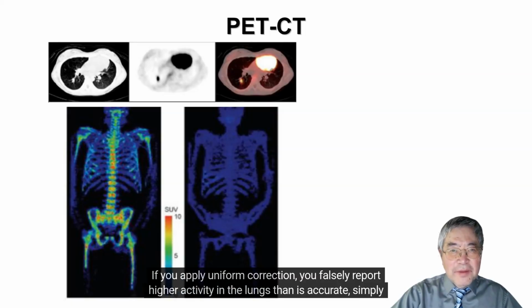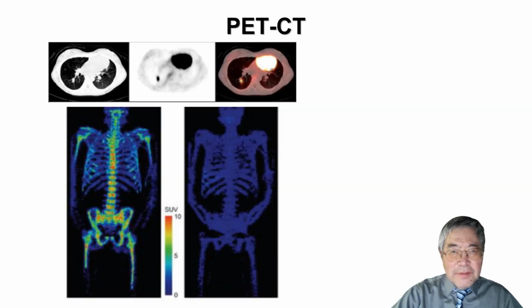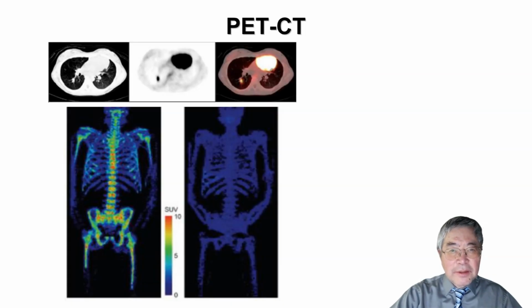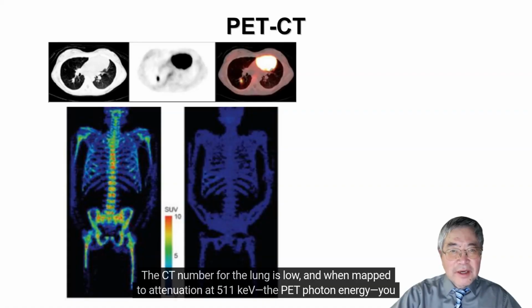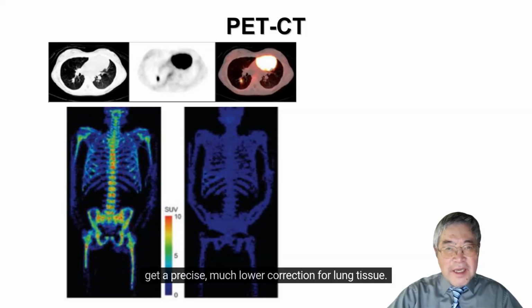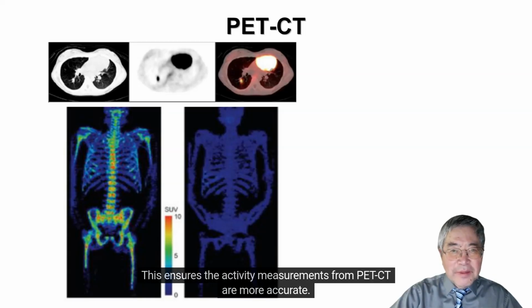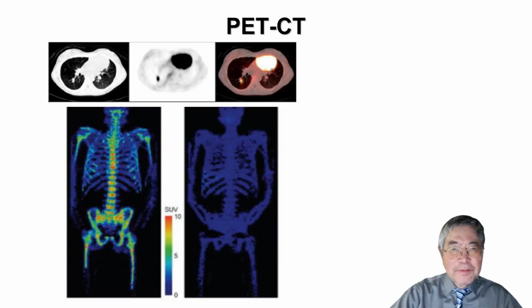If you apply uniform correction, you falsely report higher activity in the lungs than is accurate, simply because the tissue is less dense. CT solves this by providing individualized tomographic detail for each region. The CT number for the lung is low, and when mapped to attenuation at 511 keV, the PET photon energy, you get a precise, much lower correction for lung tissue. This ensures the activity measurements from PET-CT are more accurate.